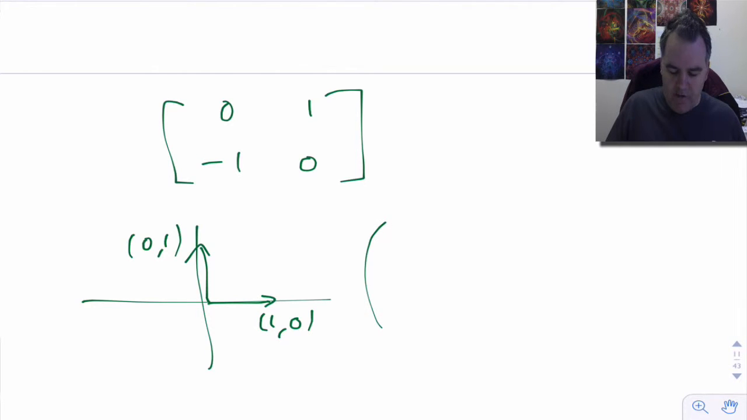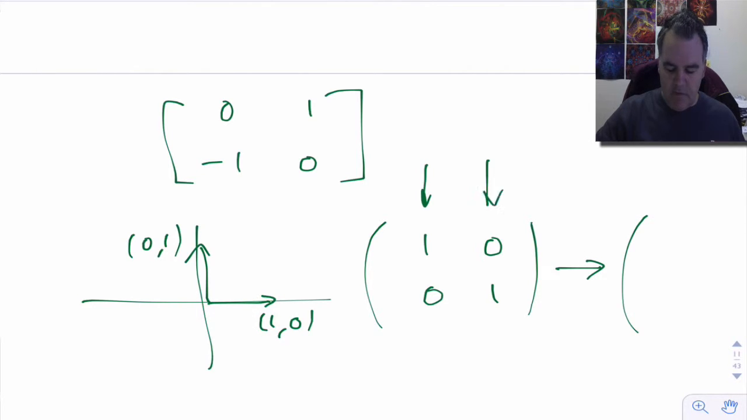So start with your identity matrix, which looks like this. Think of the point here as 1, 0, and this point here is 0, 1. So just consider what's happened to those points. See if you can work out, just looking at those two, what this matrix has done here.